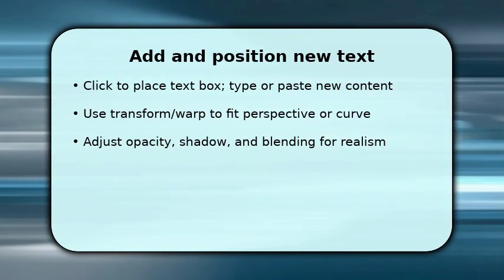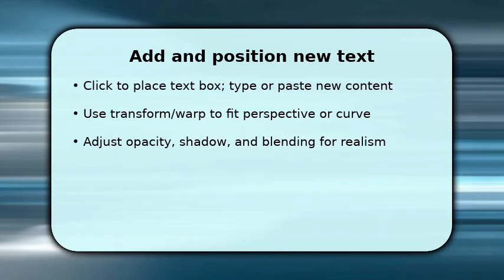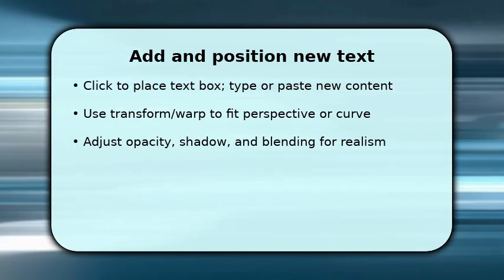Now you add and position the new text precisely where it belongs. Click to place a text box, type or paste your replacement, and use guides or rulers to align it to nearby elements. If the surface is angled, use transform or warp to match perspective. This creates a natural look.